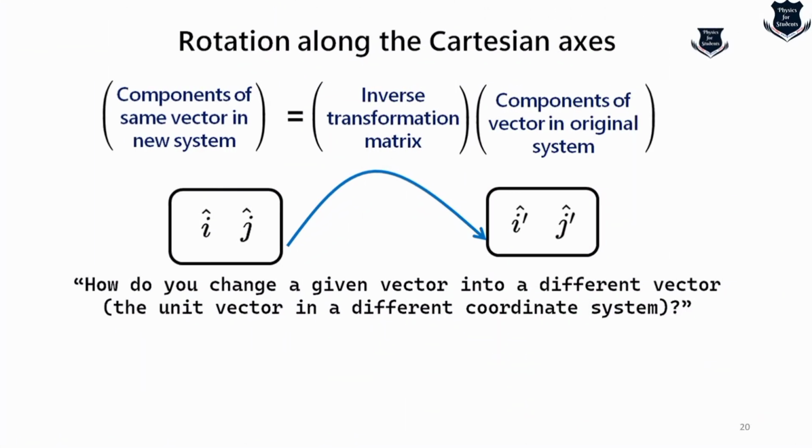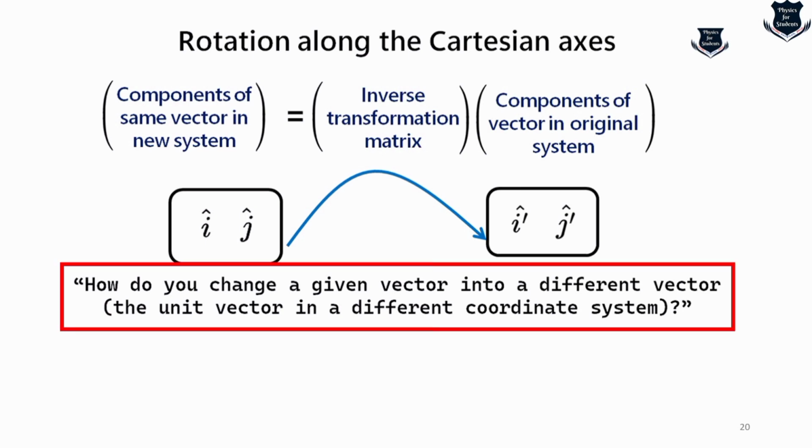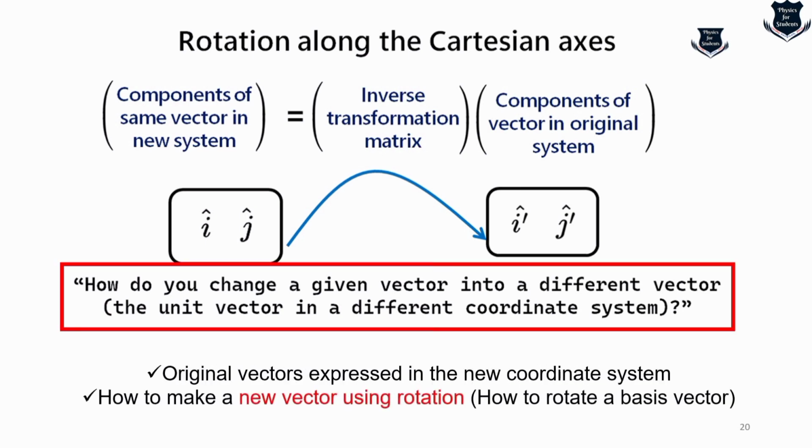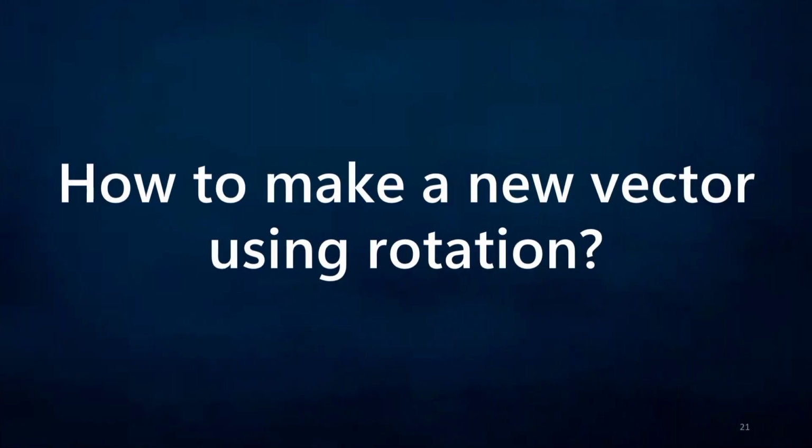Now my question is: how do you change a given vector into a different vector? Or I can say, how can the original vectors be expressed in the new coordinate system? Or I can also say, how to make a new vector using rotation. So this is coming up in this part of the video: how to make a new vector using rotation. This is where we paused.